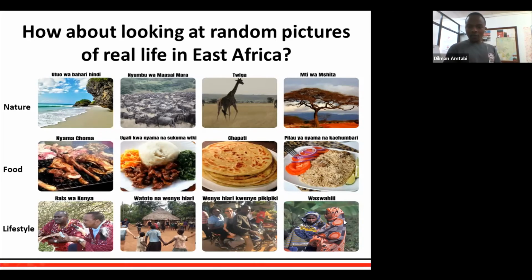And lastly, we have the picture of our Swahili people. So this is just the real life of how things look like in Africa.